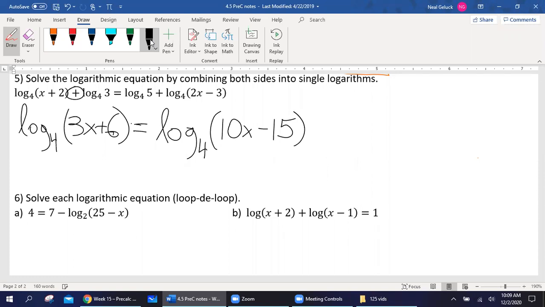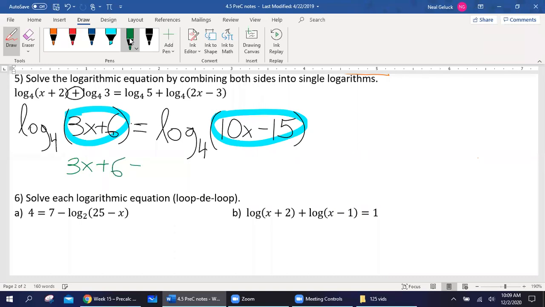So since it's log base 4 of these two things on both sides, consider like I'm dropping the logs out. It's not really what's happening, but essentially I'm saying the 3x plus 6 has to equal the 10x minus 15. And if you solve that for x, you'll get that x is 3. So again, that was a special case where I could just drop the logs out.